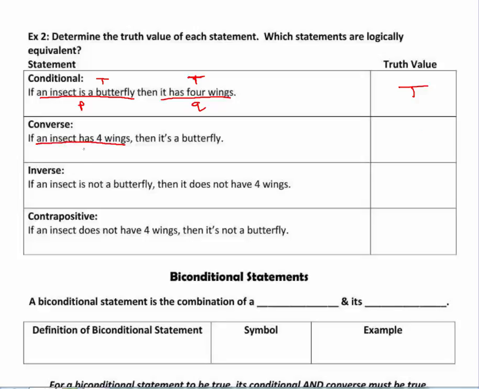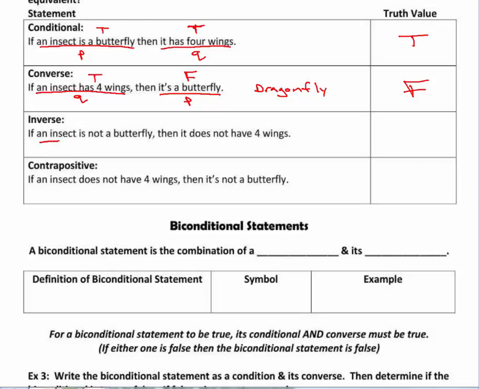If an insect has 4 wings, that's our conclusion. It's a butterfly. That's our hypothesis. So an insect has 4 wings. Well, sure, that can happen. That's true. Then it's a butterfly. Well, that's not necessarily true, because a dragonfly also has 4 wings, and it's not a butterfly. So this statement has a true hypothesis and a false conclusion. Therefore, it is a false statement.